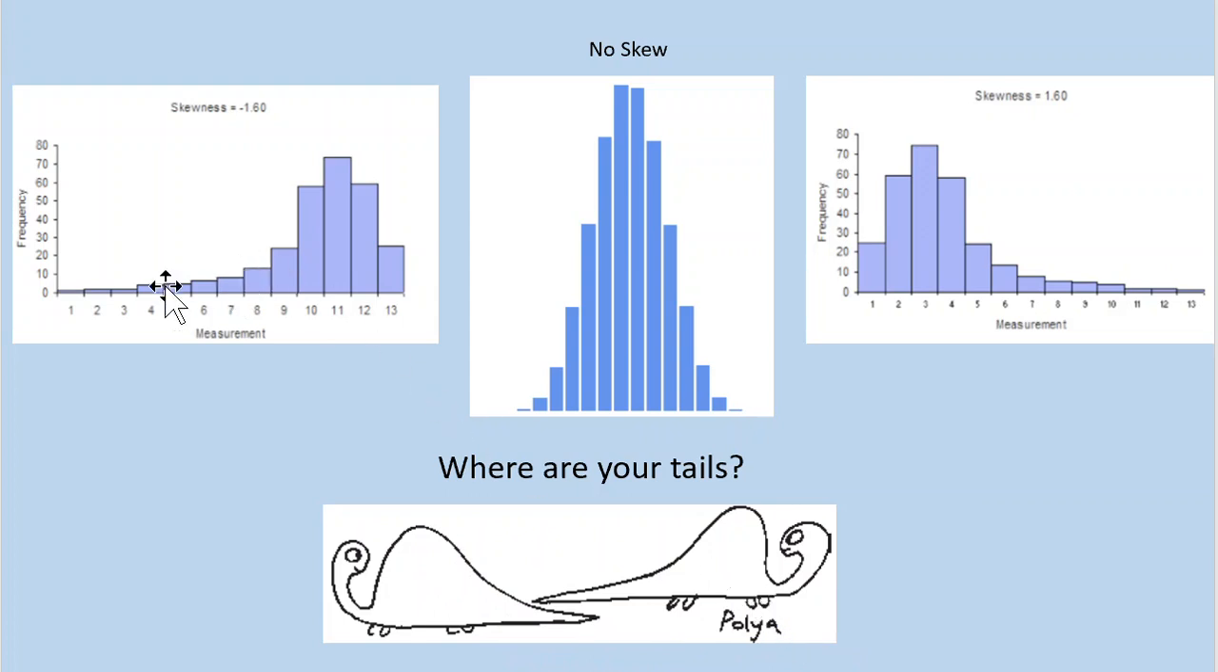Now, if the tail is pointed to the left, the least amount of information is on the left, then this would be a negative skew. So most of the information is here in the body, and there's little information on the tail. As you can see here, that's what's called the skewness. It's going to be negative 1.60. And if it's a positive skew, it would be positive 1.60.